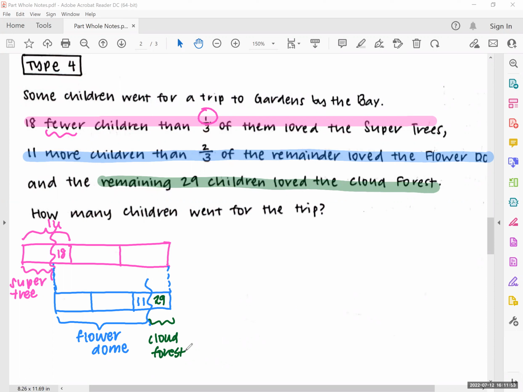All right, so right now, how can we form the link? I'm going to write units first here and parts here. And I can say that this 1 part is equal to 11 plus 29, which is equal to 40.